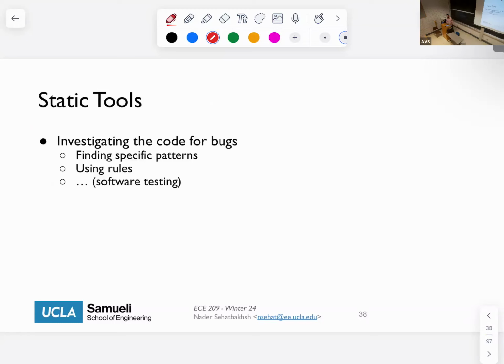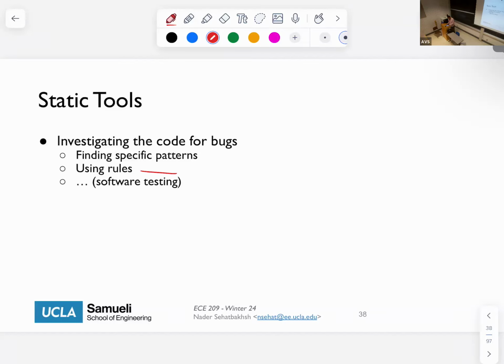Static tools essentially investigate code for a specific bug. The interesting thing about this is that it's not necessarily security bugs. Our main focus in this class is finding the particular patterns that could cause memory corruption attacks. But static tools are also very commonly used when you're testing your system. If you're doing any sort of software engineering, you want to make sure that your system is working correctly, and you use static tools to make sure that the control flow follows the way you think it does.